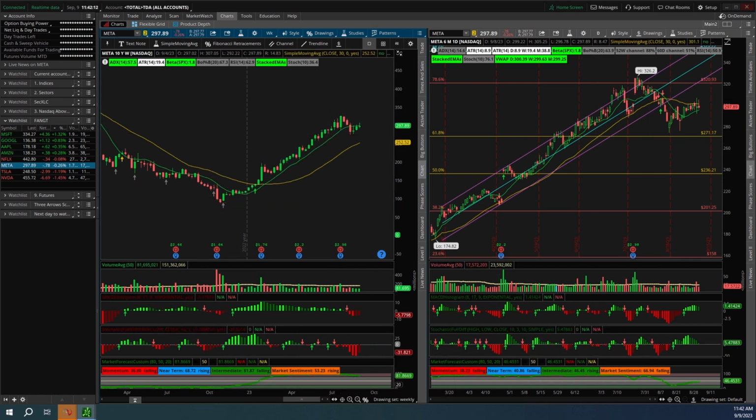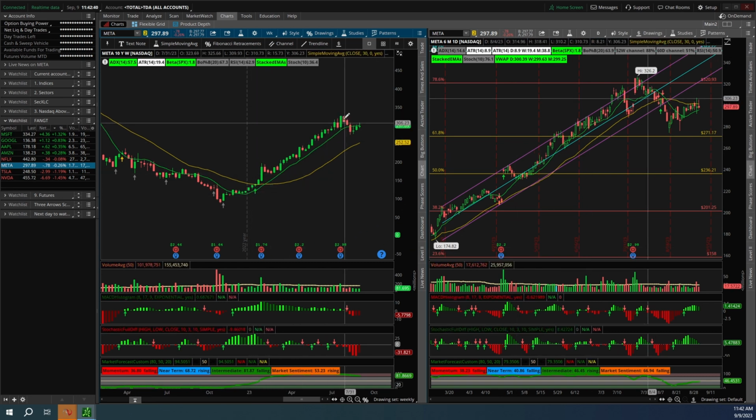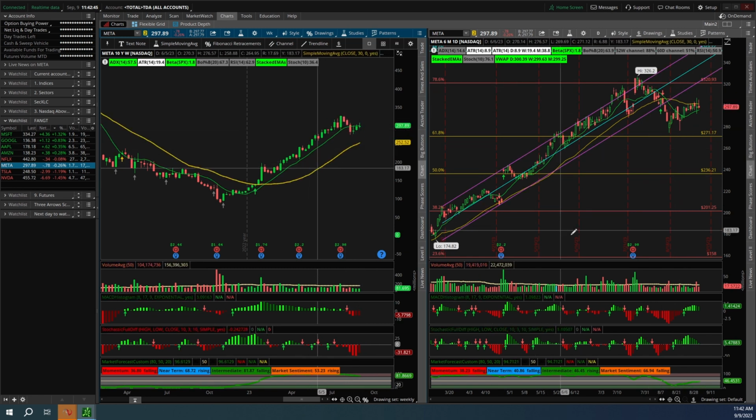Meta on the weeklies, it's actually red arrows in both MACD and stochastics, and also the intermediate on the MFC. It's moving down, so not that much strength here. It had a really solid move to the upside from 2023 all the way until July, and then it started to come down.